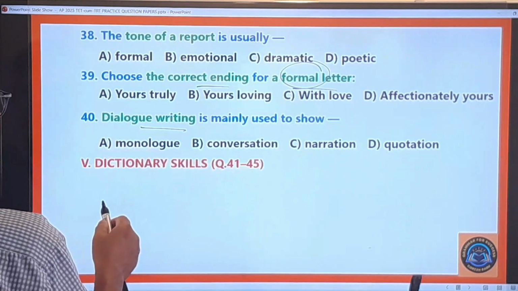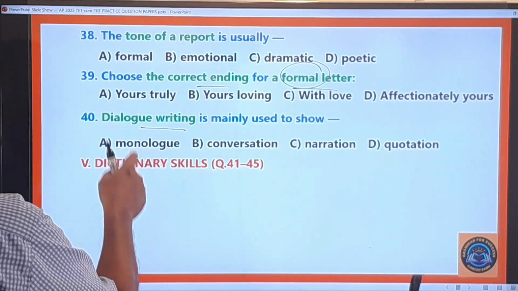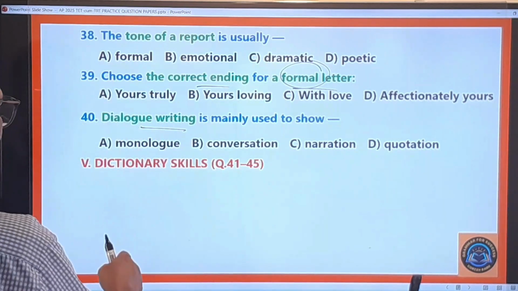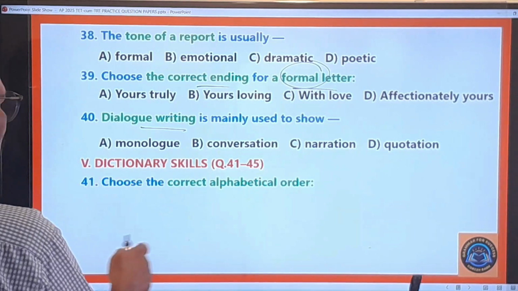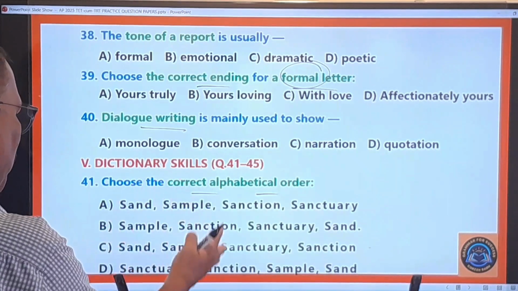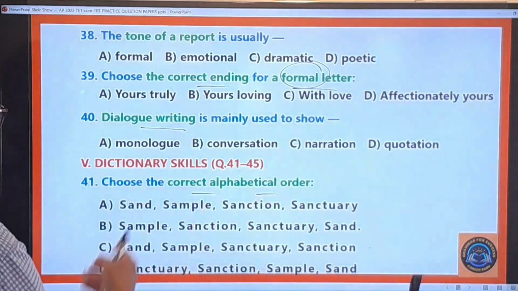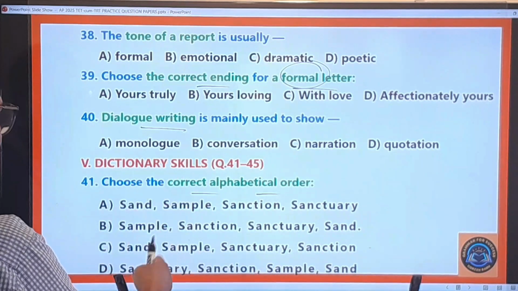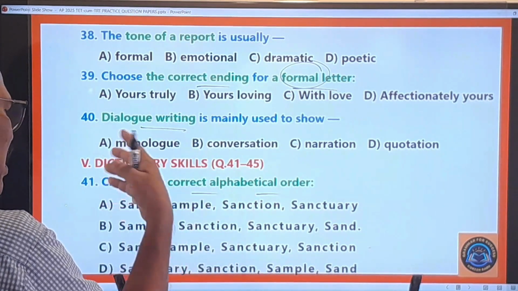Okay, you move on to the next section of the question paper. This is the last but one section of the question paper. 5 questions you are going to answer. And 41st question, choose the correct alphabetical order. Okay, these are the options given. Sand, sample, sanction, sanctuary. These are the 4 words. They are to be arranged in the correct alphabetical order that you come across in the dictionary.